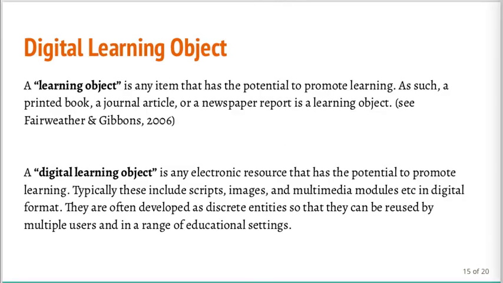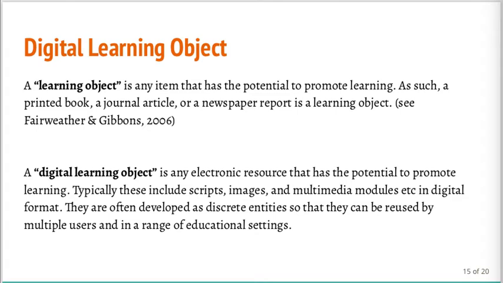Next, a small example of a learning object, which is going to be part of our e-content development. So we'll see what a learning object is and what a digital learning object is. A learning object is any item that has the potential to promote learning. As such, a printed book, a journal article, or a newspaper report is a learning object. So we find that some material, some content, definitely promotes learning. A digital learning object is any electronic resource that has the potential to promote learning.